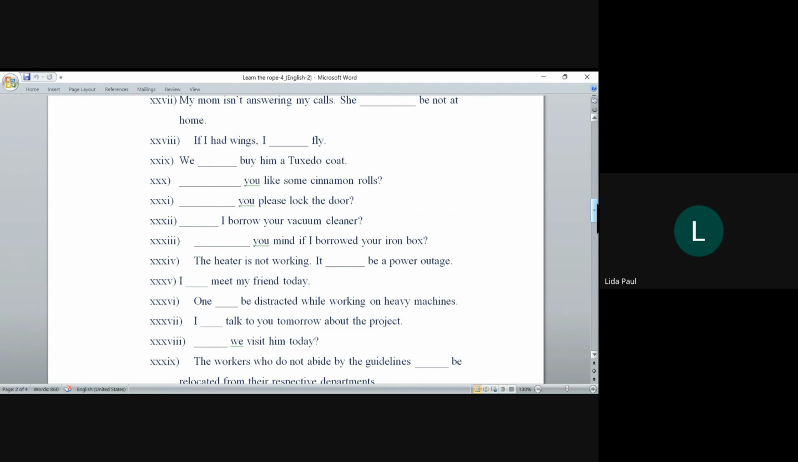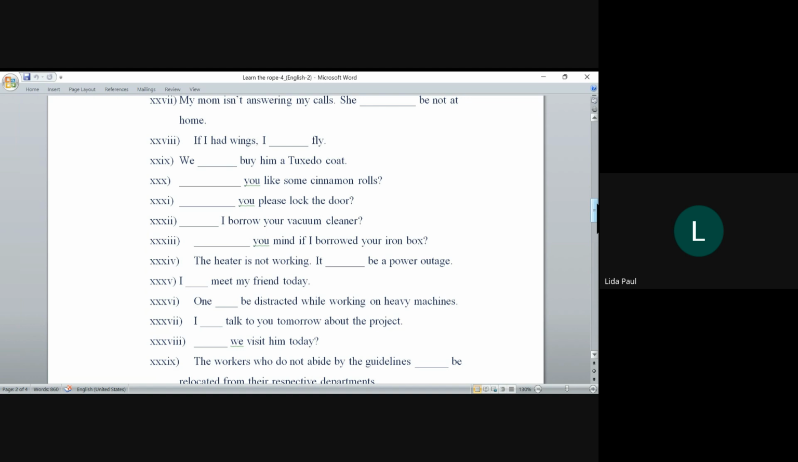The next one. Dash you please lock the door. What is this? This is a request, right? What would you use here? Could you please lock the door? Or alternatively, you can also say, would you please lock the door? Right? So this blank can take either the modal verb could or would. Could you please lock the door? Request, correct. Would you please lock the door? Again, it's a request and that's also correct. Both could and would apply.